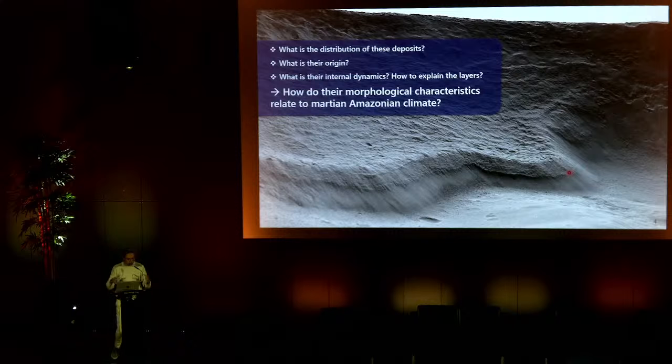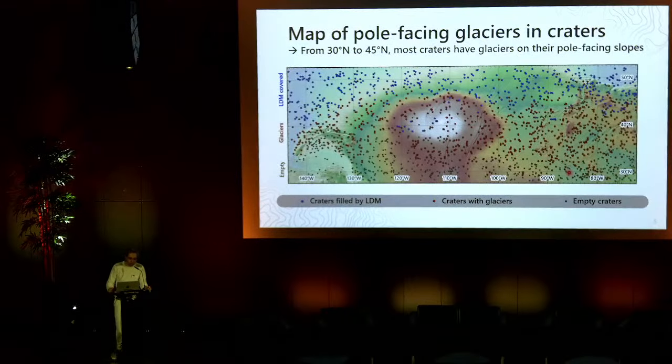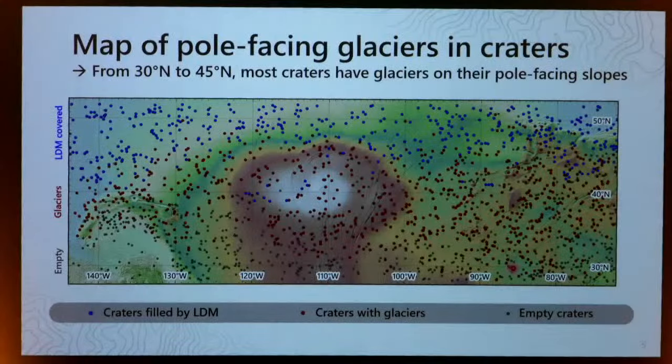And all these questions relate to a larger one, which is how do the morphological characteristics of this glacier relate to the Martian Amazonian climate? So to try to answer this question, we first had a look at the distribution of these deposits. Here you have a map of our study area, and all the points that are shown in red are craters in which we observe various types of ice-rich deposits. And you see that in this area, they extend down to 30 degrees of latitude.